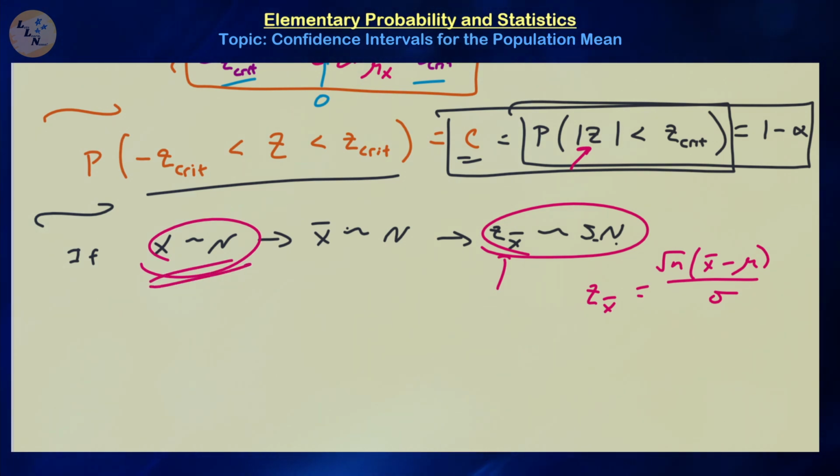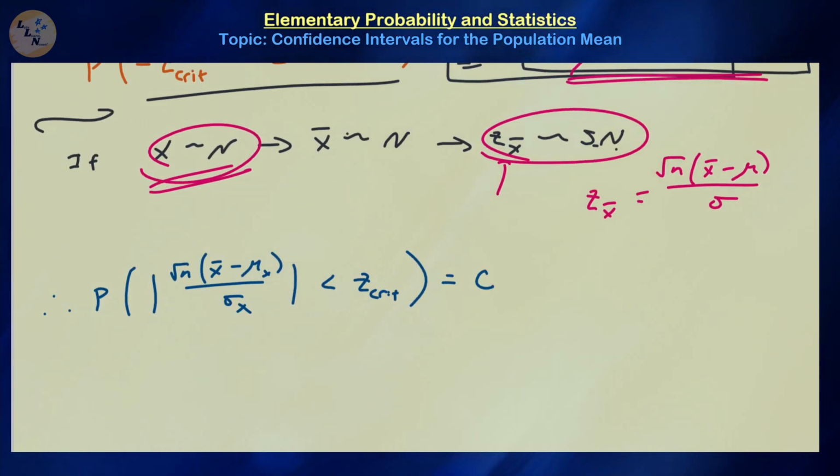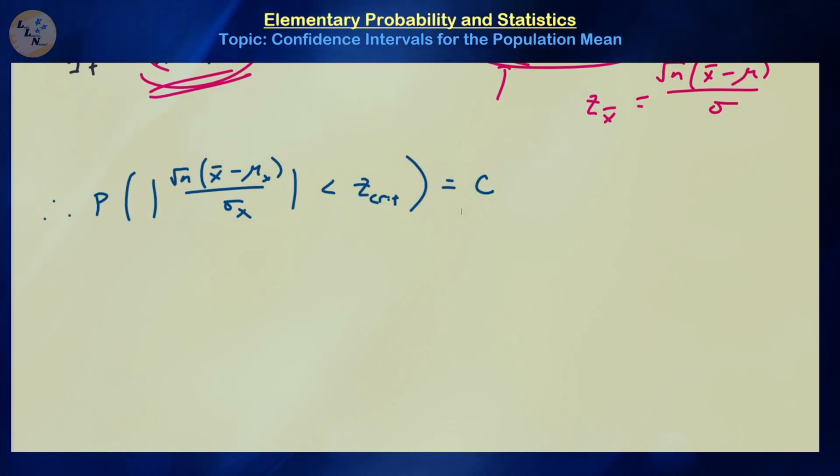that we're sampling from. So that means this statement that we have constructed here is equivalent to writing the probability that the absolute value of the square root of n of x bar minus mu x divided by sigma x is less than the z critical value is also equal to c. Now let's look at this statement in a little bit more detail, because there are definitely a few things that we can simplify to make this statement a little bit nicer.